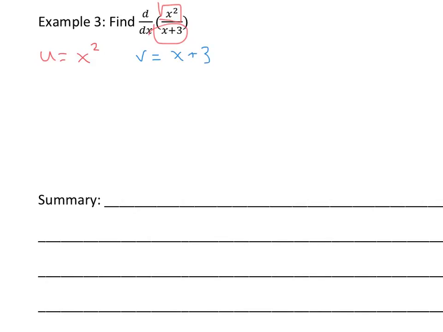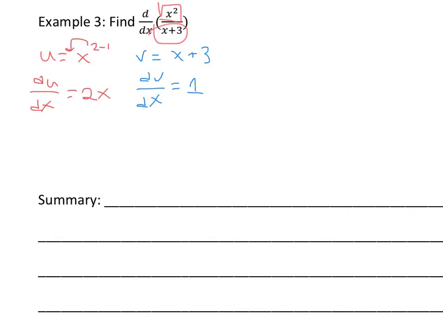So when I differentiate both, when I find du over dx, I'm going to use my power rule. Now that I proved it, use it, okay? So that's going to equal 2x, right? If I take my exponent to the front and then subtract 1 from it, I end up with 2x. And then my derivative of v with respect to x is equal to 1, again by my power rule.